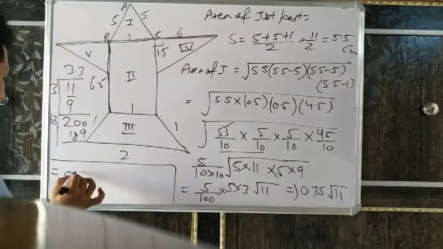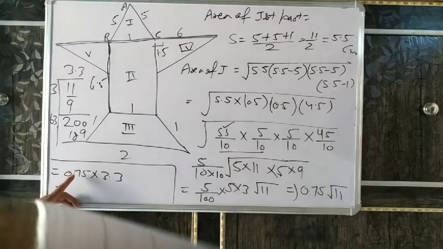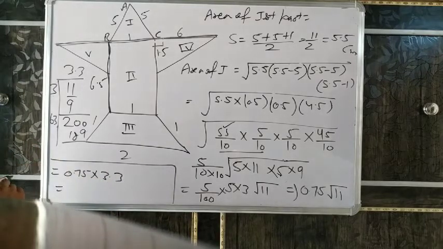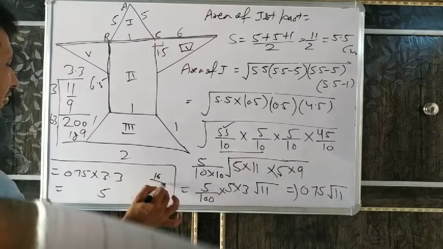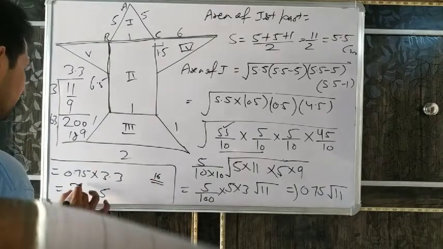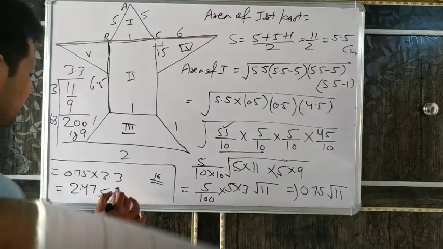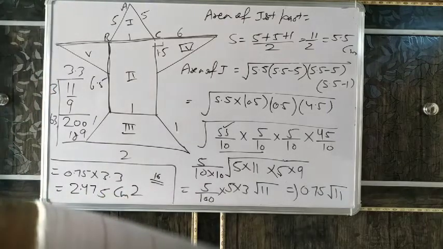So 0.75 into 3.3. Multiply. How many decimals? 1, 2 and 1 in this one, so after 3 decimals. 3 fives are 15, 3 sevens are 21, and 231 plus 16 is 247. So what is the area of the first part? It is 2.475 centimeter square. Understand? Very good. So it is the area of the first part. After this one we will find the area of the second part.